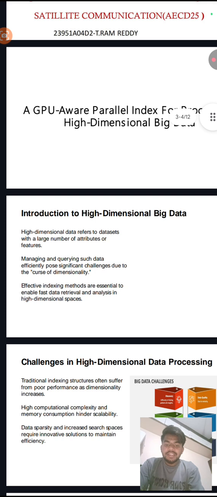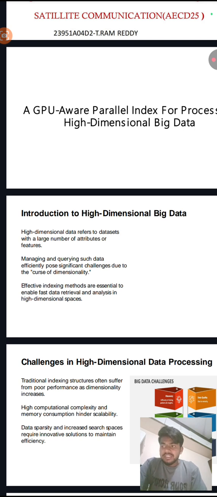High dimensional data refers to data sets with a large number of attributes or features. Managing and querying such data efficiently poses significant challenges due to the curse of dimensionality, so effective indexing methods are essential to enable fast data retrieval and analysis in high dimensional spaces.